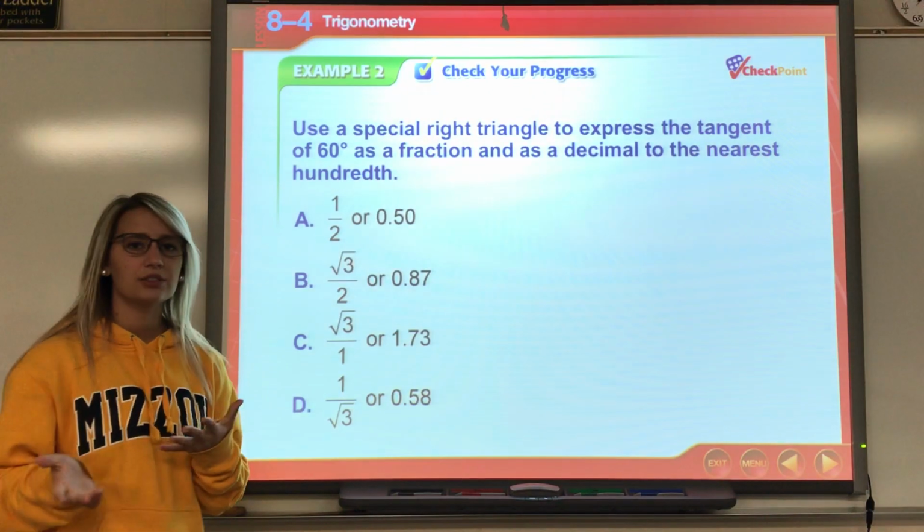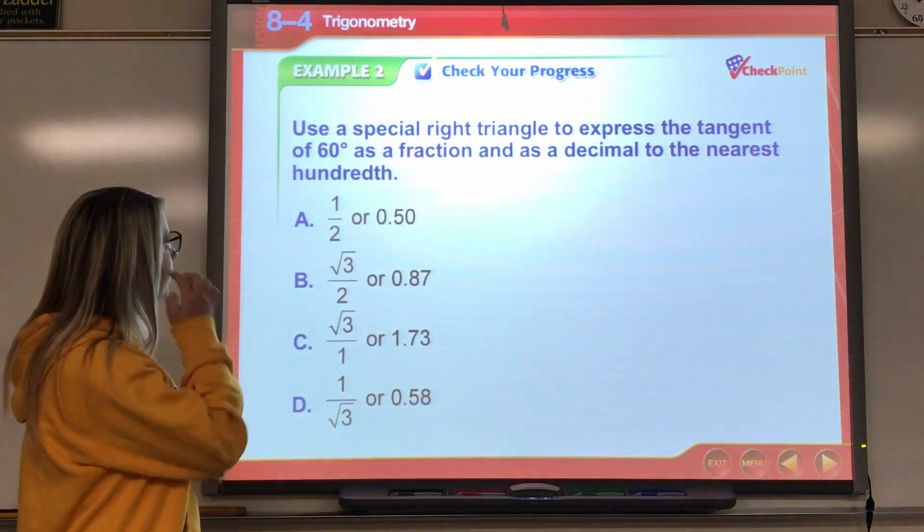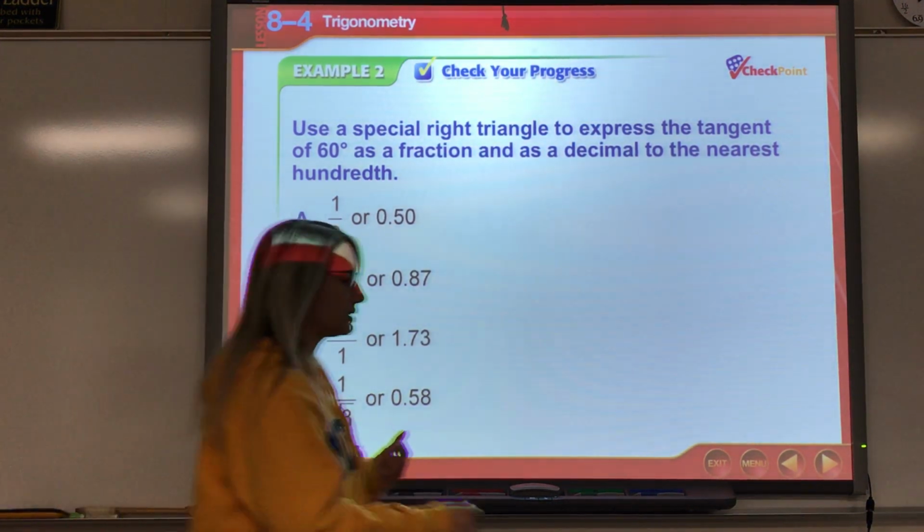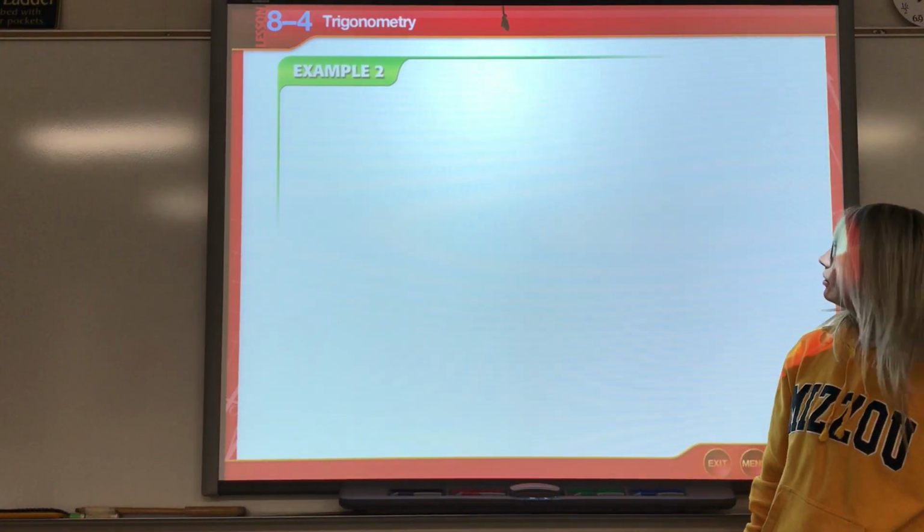Okay, so here's one for you guys to try. We can refer back to that last picture if we want. So we're finding the tangent of 60 degrees. So let me just go back to it really quick.